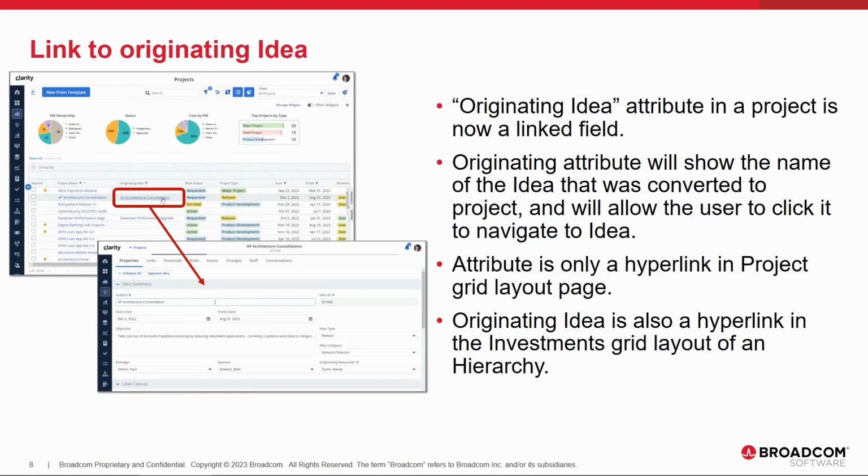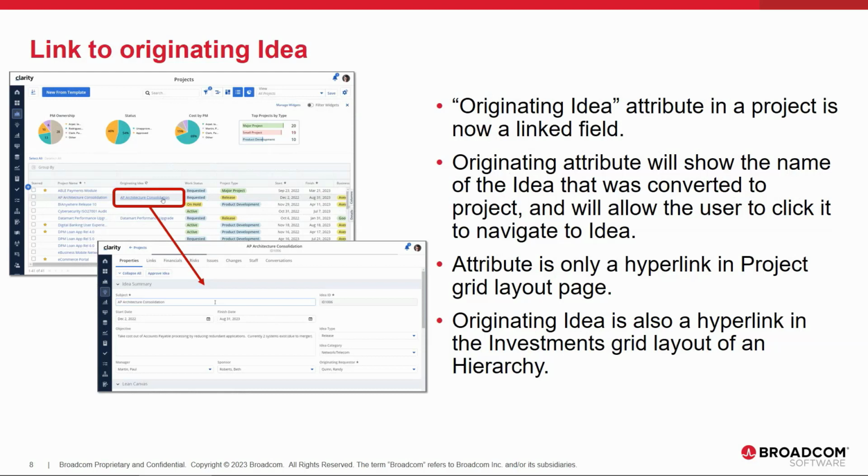In modern UX, we had a column called originating idea. This column would be populated with the name of the idea that was used to create the specific project. This column was not linkable, and it only displayed the name of the originating idea. Starting this release, this specific attribute will now have the name of the originating idea, as well as be linkable, where the user can click on the link and navigate to the specific idea that was used to create the specific project.